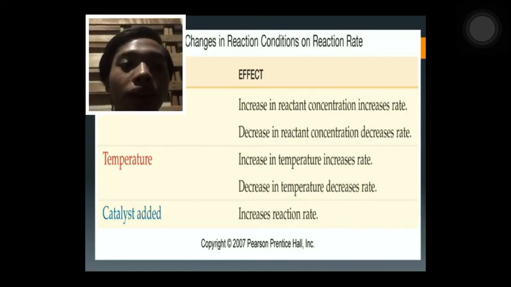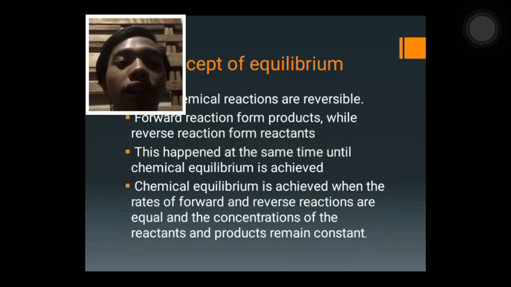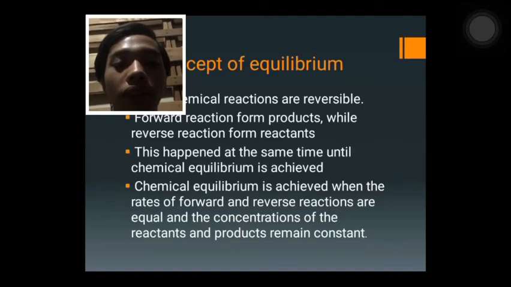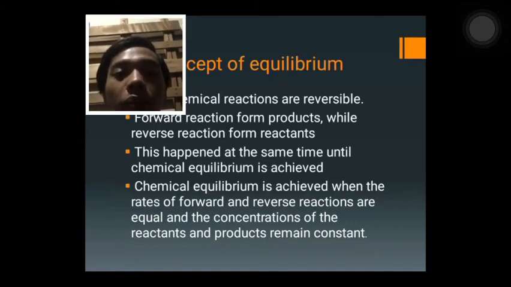So next is the concept of equilibrium. Most chemical reactions are reversible: the forward reaction forms products, while the reverse reaction forms reactants. This happens at the same time until chemical equilibrium is achieved. Chemical equilibrium is achieved when the rates of the forward and reverse reactions are equal and the concentrations of the reactant and product remain constant.